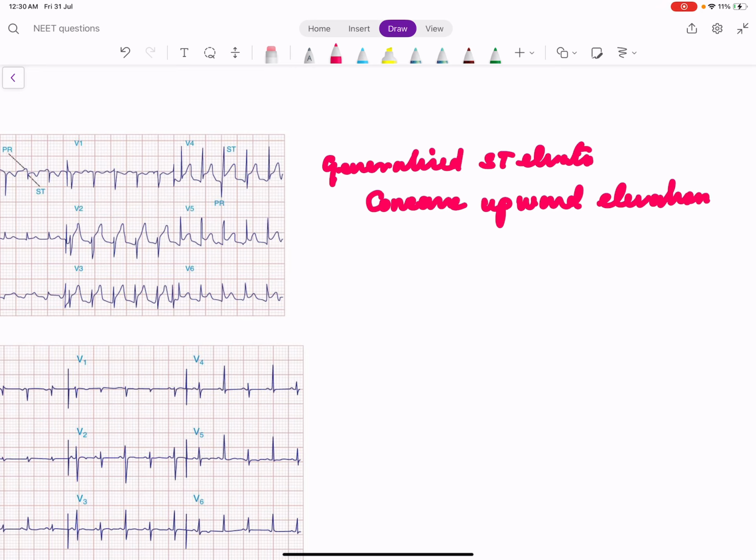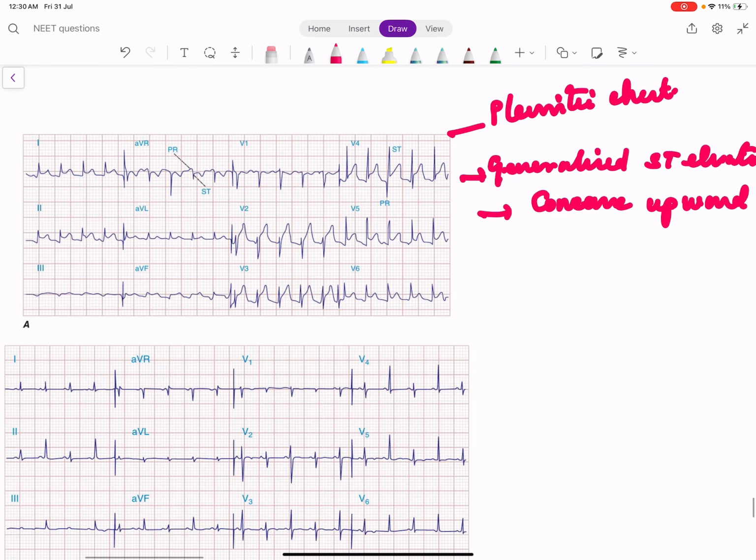So whenever there is ST elevation, don't jump to the diagnosis of MI. Think of the quality of chest pain. Myocardial infarction will be compressing chest pain. Here it will not be a compressing chest pain. Pericarditis will be a pleuritic type of chest pain, relieved on leaning forward. So that's generalized ST elevation, concave upward elevation.